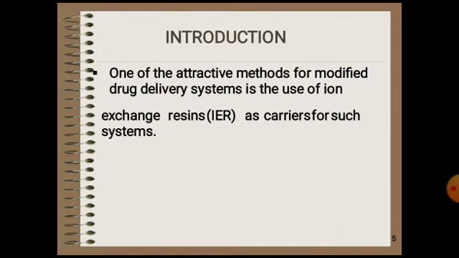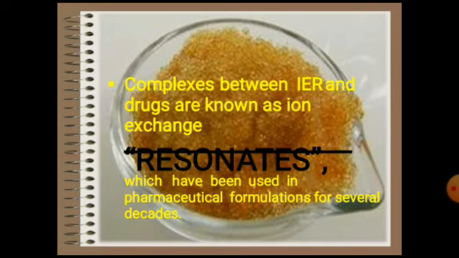One of the attractive methods for modified drug delivery systems is the use of ion exchange resins as carriers for such systems. Okay, so these are the carriers we are using. Complexes between ion exchange resin and drugs are known as ion exchange resinates, which have been used in pharmaceutical formulations for several decades. So first we are making the complexation, nothing but we are going to bind the drug with the ion exchange resin. That complex is called ion exchange resinates.